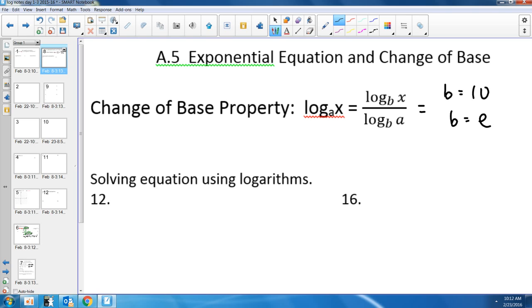I'm going to go through and apply these properties now, so just have those handy, and we're going to do some expanding, some condensing, and then solving some equations.